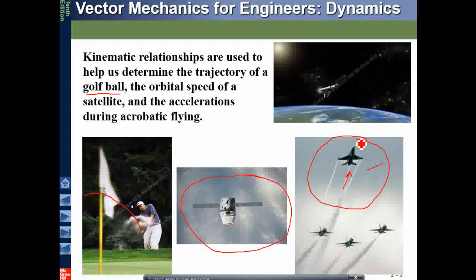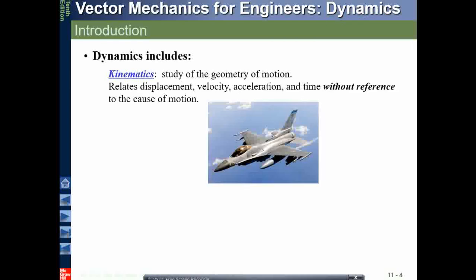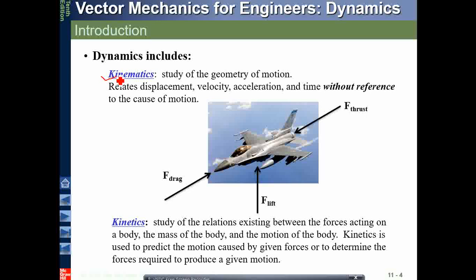There are some field variables that we will be looking at when discussing engineering dynamics. Dynamics involves two major aspects: one is the study of kinematics and the other is the study of kinetics. In kinematics, the geometry of motion of the body is studied. It involves displacement, velocity, and acceleration along with time. Although it does not involve any particular reference, that means a particular reference is not required.